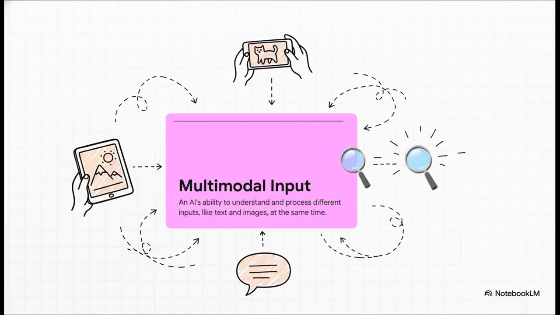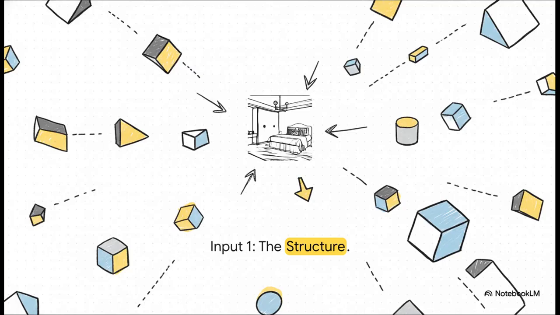The secret sauce here is a concept called multimodal input. Now that sounds technical, but it's actually pretty simple. It just means the AI can understand different kinds of information, like a sketch, a photo, and a line of text, all at the same time, and crucially, understand how they all relate to each other. Let me show you what I mean. Here's a perfect way to see it in action.